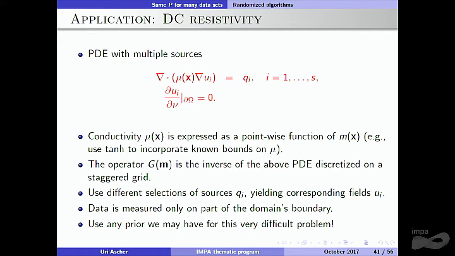And G of m again is the inverse of this PDE, discretized. And so for different q_i, we get different fields, u_i, and we compare that to different data sets, d_i.